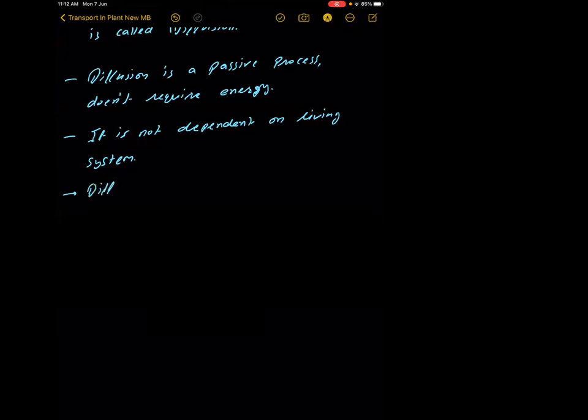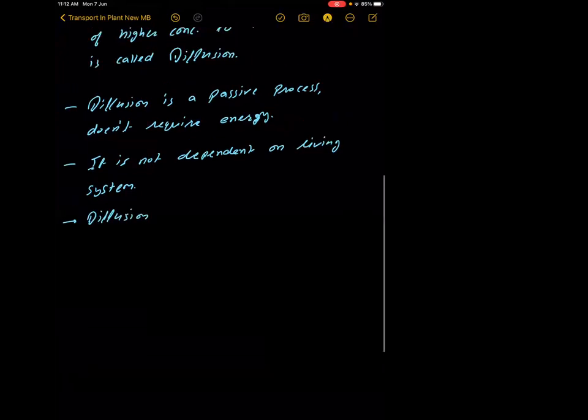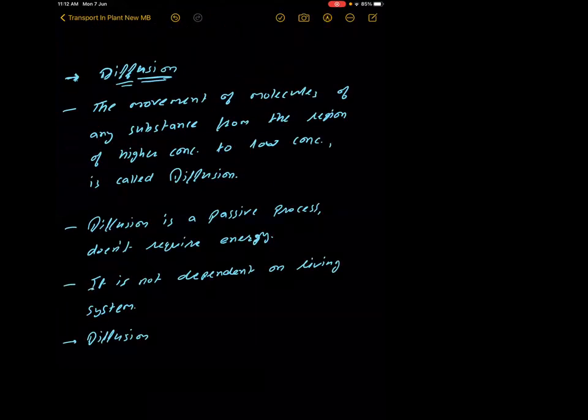Sir, can you repeat the sentence? Diffusion is a short distance movement. Is it clear? So it is a short distance movement, not dependent on a living system, a passive and slow process, from higher concentration to low concentration, that is free movement.